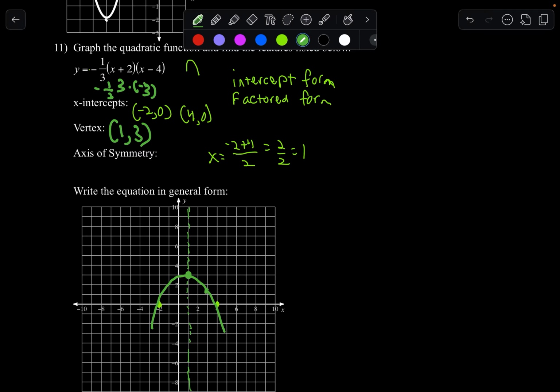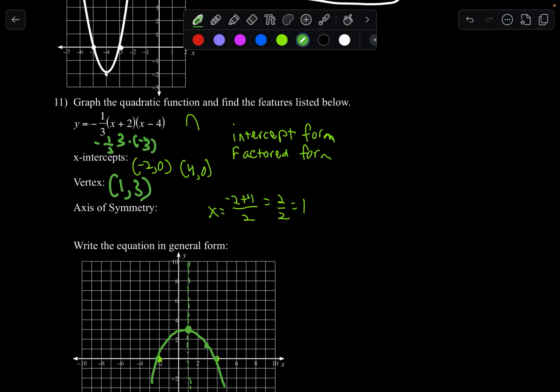If I go over 3, 1, 2, 3, 3 squared is 9, multiplied by negative 1/3 is negative 3, and I would go down 1, 2, 3, and that puts me right where the x-intercepts are. So there you go. All right.